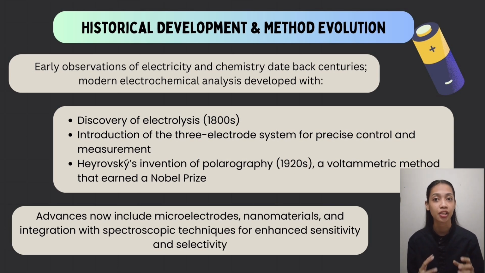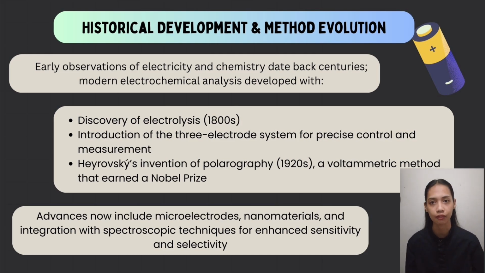Electrochemical analysis has a rich history. It started with early discoveries about electricity and chemistry 100 years ago. In the 1800s, scientists learned how to split water using electricity. Later, the invention of the three-electrode system allowed more precise measurement. A big milestone was the development of polarography in the 1920s, which earned a Nobel Prize. Today, we use tiny electrodes and advanced materials to make these methods even more sensitive and selective.